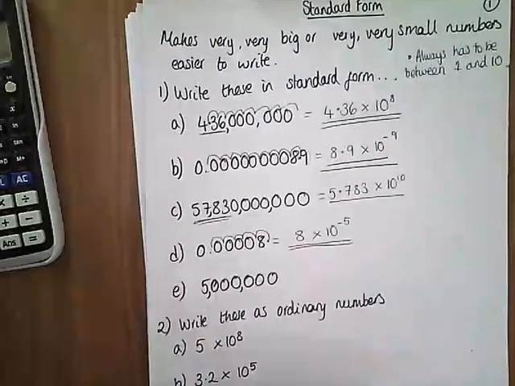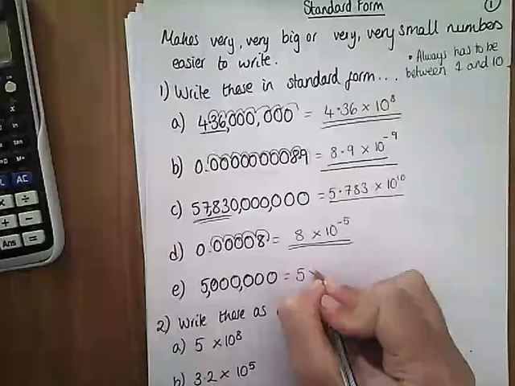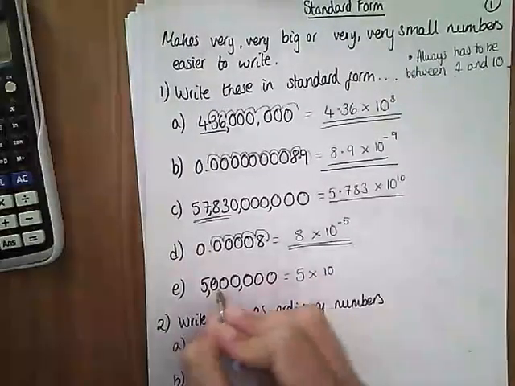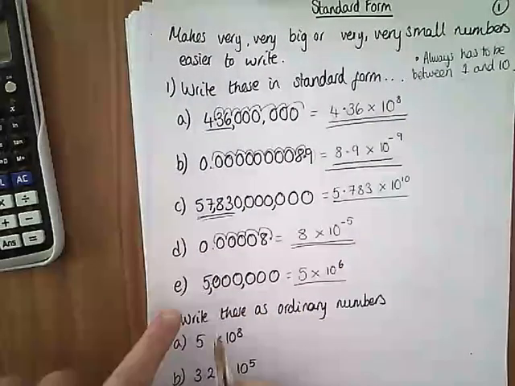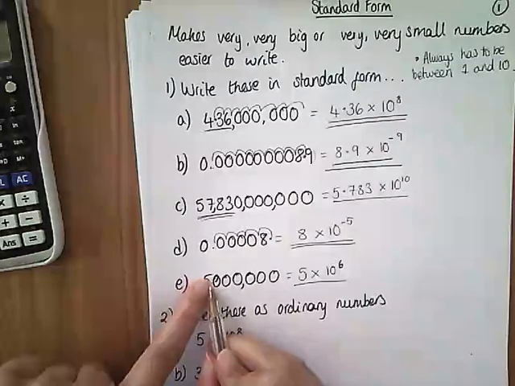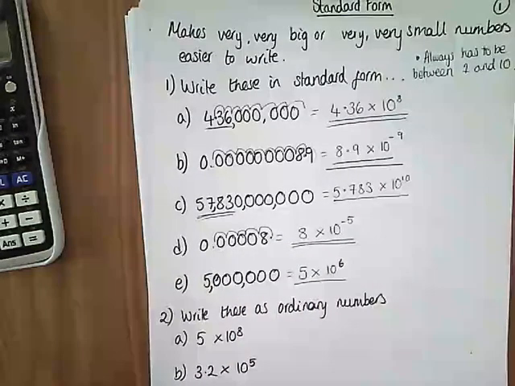Okay, and the last one, make it between 1 and 10, 5 million, so it's 5 times 10, because there's no decimal point, this is nice and easy, you can just count how many zeros, because we've already made the hop, there's no hops to get out of the decimal place, so it's 6 zeros, so it's 5 times 10 to the 6. Okay, hopefully that makes sense.